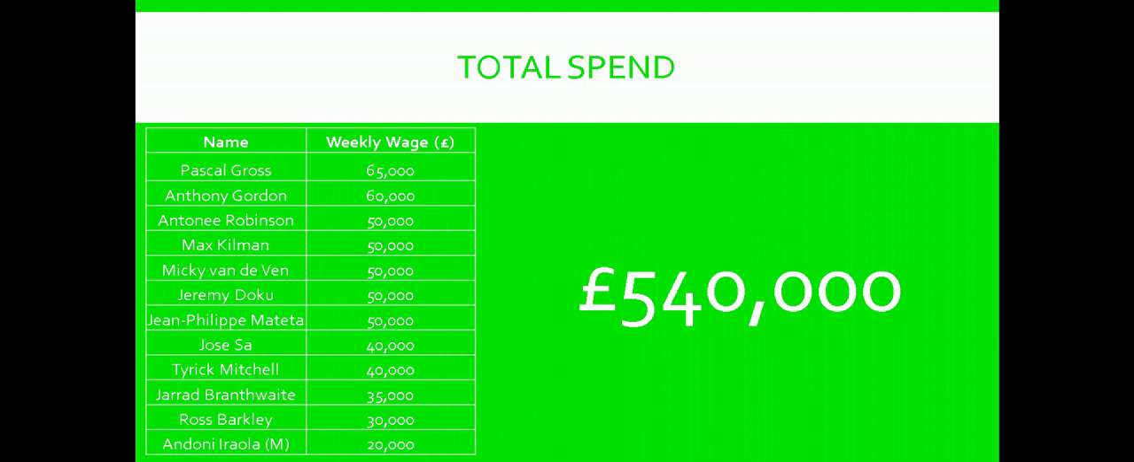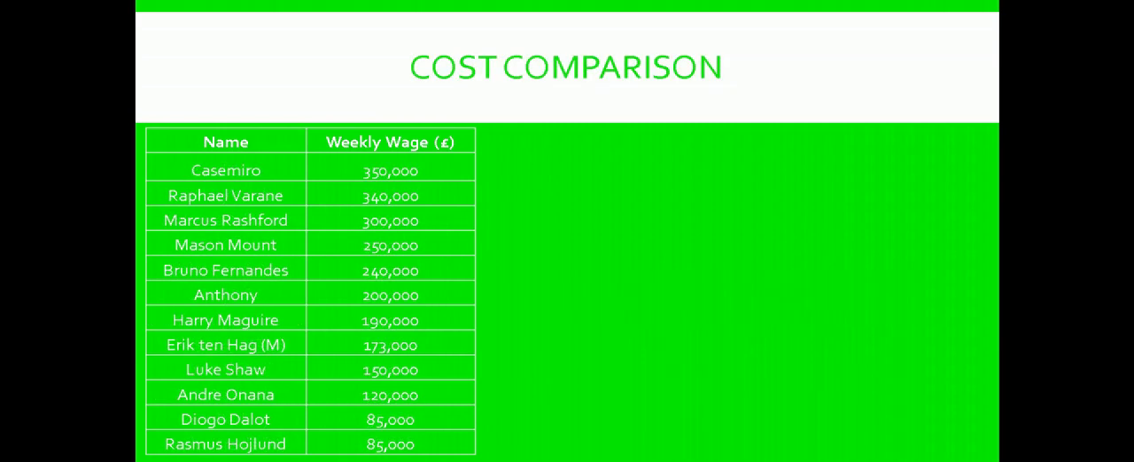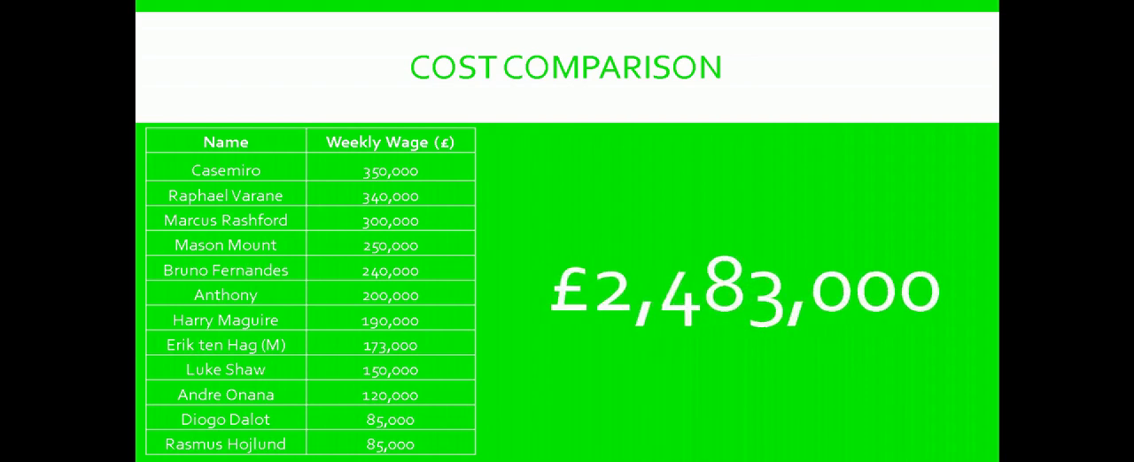That may appear like an extremely large amount of money, but let's compare it to another team. So this is in comparison to Man United's starting 11, who I believe finished 8th last season. Their combined starting 11 plus manager salary is 2,483,000, which is over 4.5 times the cost of the team that we just made. Again, demonstrating the relative value of these players.